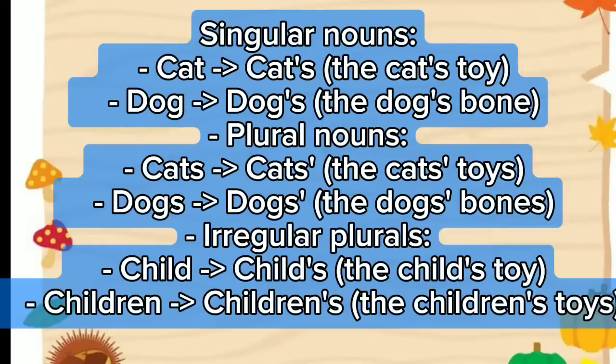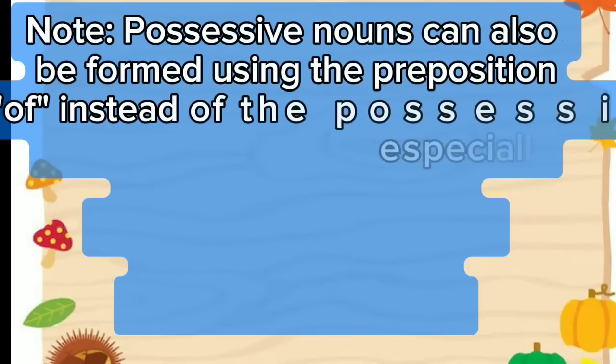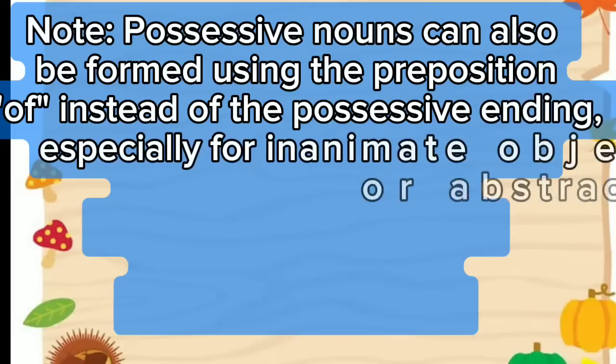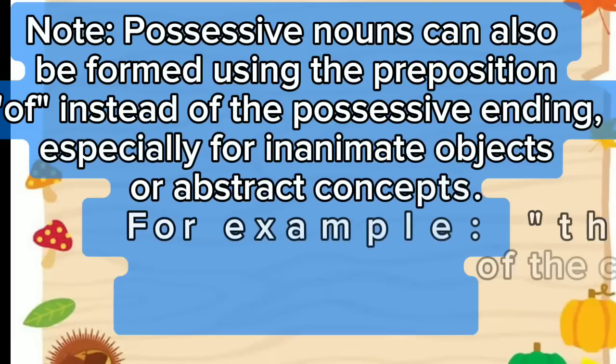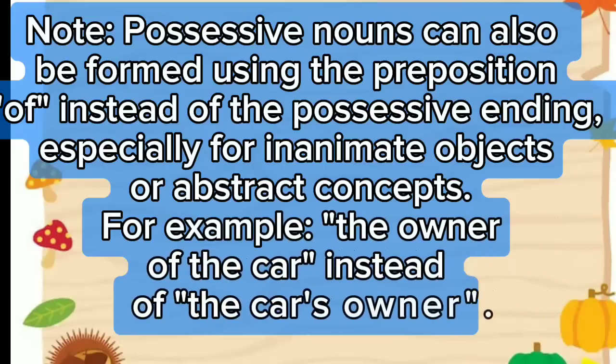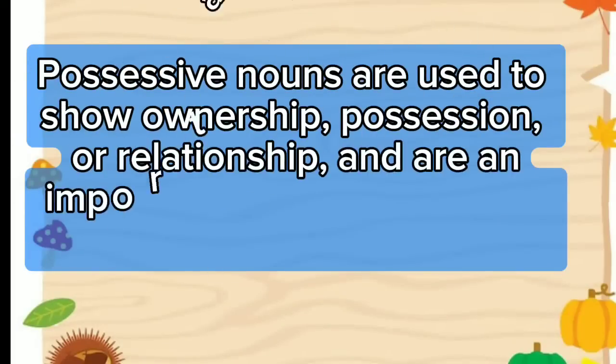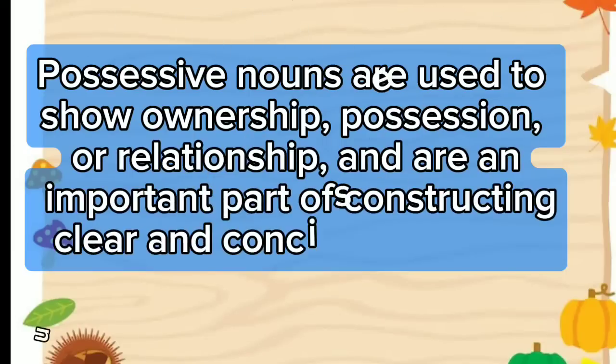Irregular plurals: child to child's, the child's toy. Children to children's, the children's toys. Note: possessive nouns can also be formed using the preposition "of" instead of the possessive ending, especially for inanimate objects or abstract concepts. For example, the owner of the car, instead of the car's owner. Possessive nouns are used to show ownership, possession, or relationship, and are an important part of constructing clear and concise sentences.